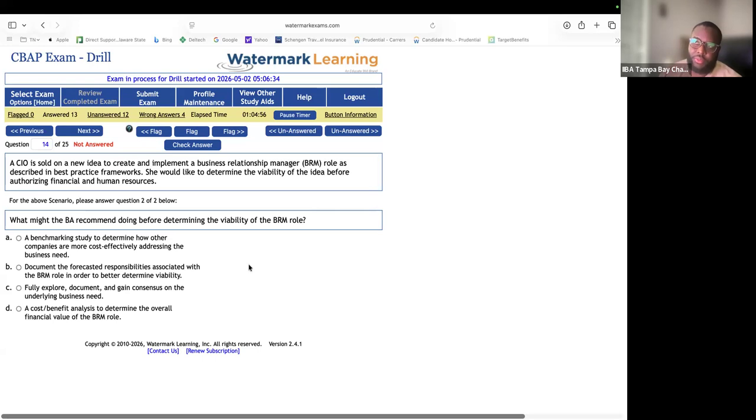Based on our last question, we determined that the best technique was the feasibility study. So I guess if I should rephrase this question, it is: what should the BA recommend before using the feasibility techniques? Pretty much that's the way I will think of it to make sense a little bit. So should the BA consider a benchmarking study?